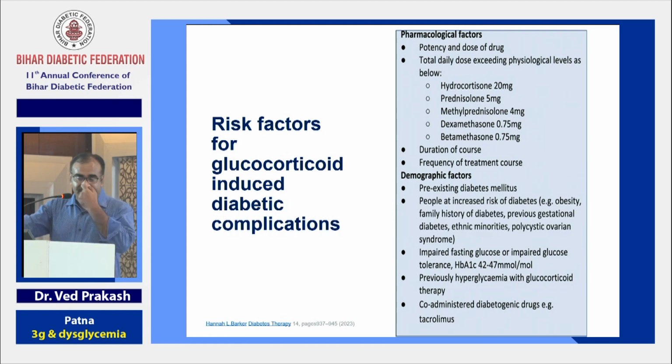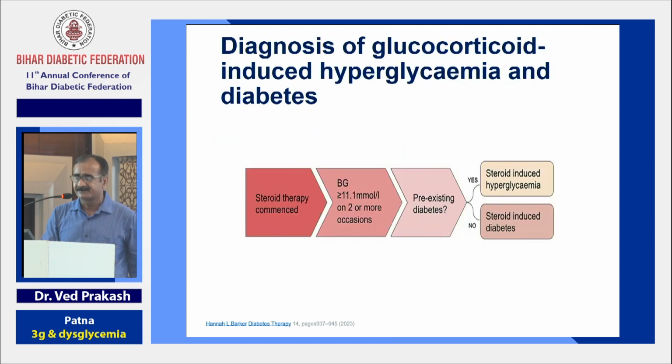When exogenous glucocorticoid is used, what are the risk factors for hyperglycemia? It basically depends on the type of steroid, the duration of steroid use and the dose of the steroid. Various doses are already mentioned.